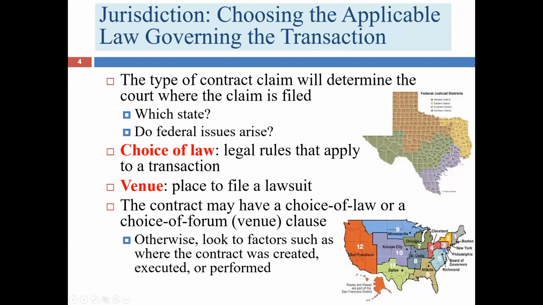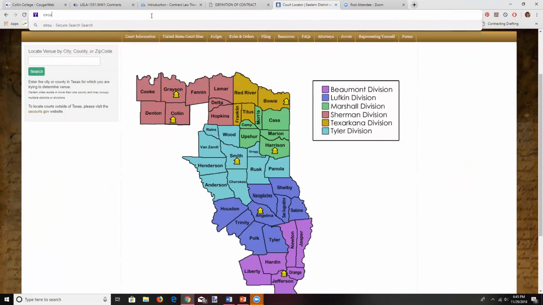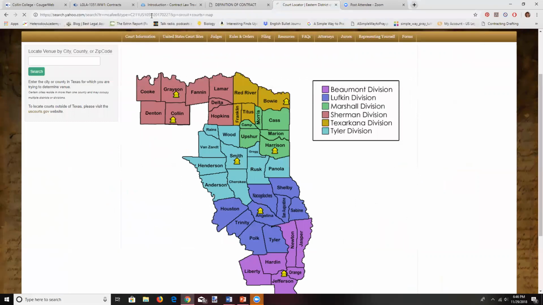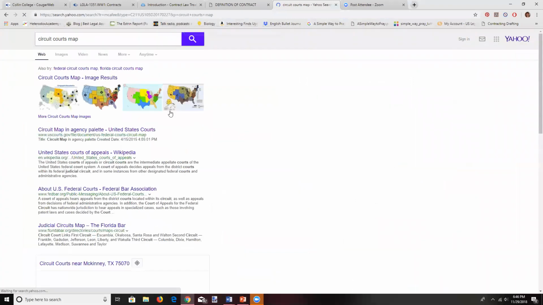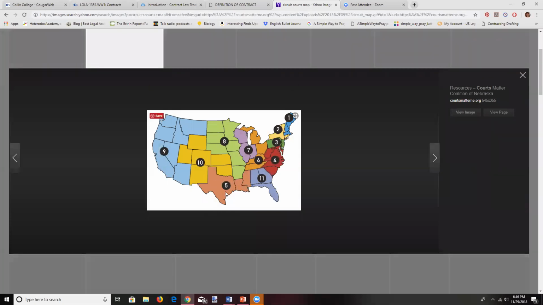Here's a little map of the various circuit courts in our federal system. You can see that we are in the 11th Circuit, and this is actually not a correct map. I apologize for this, so disregard this map. Let me find a correct map. I guess I didn't look before I posted. Let me get a circuit courts map. Here we go. This is the correct map. That must have been a historical one. I'll change the one that I post later on.